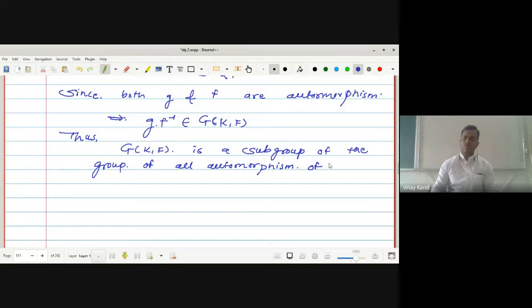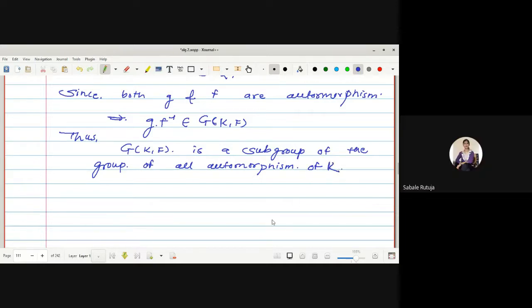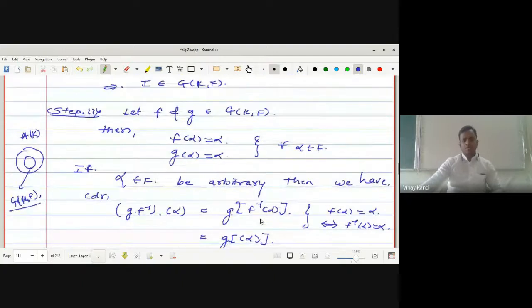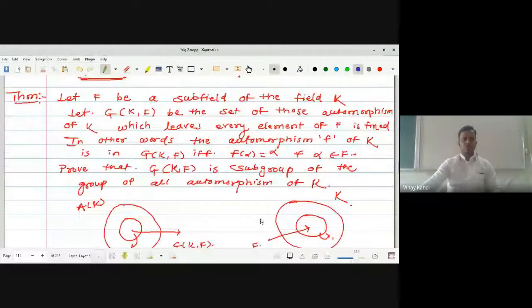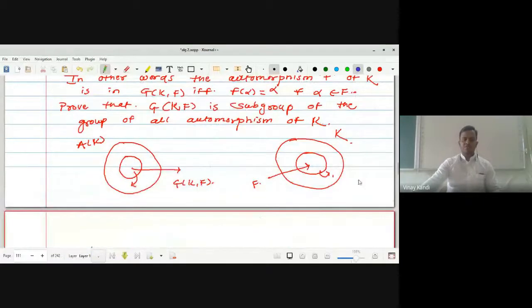Okay, easy. So here we proved that G_K(F) is a subgroup of A(K) and F is a subfield of K. G_K(F) means the elements in G_K(F) fix the elements of F. And what is the fixed field? For all sigma belonging to A(K), sigma of a is equal to a. Then that field is called the fixed field.